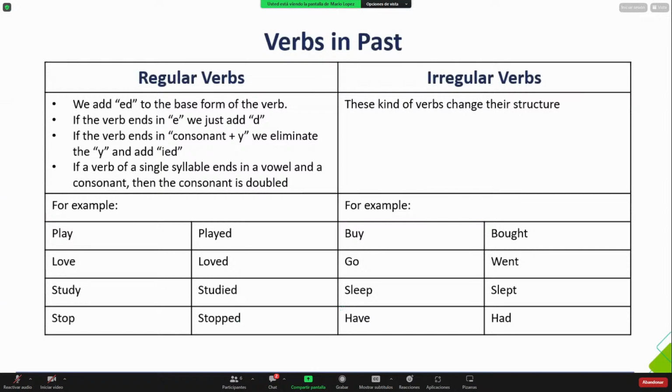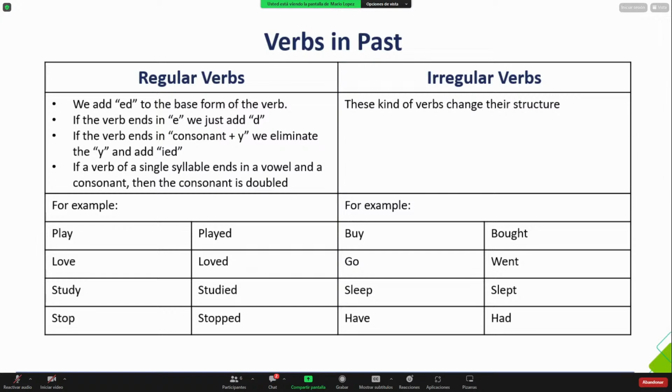The second rule, if the verb ends in e, we just add the d. Si el verbo termina en e, solamente agregamos la d. For example, in love, love, in past is loved. We just add the d. Solo agregamos la d.